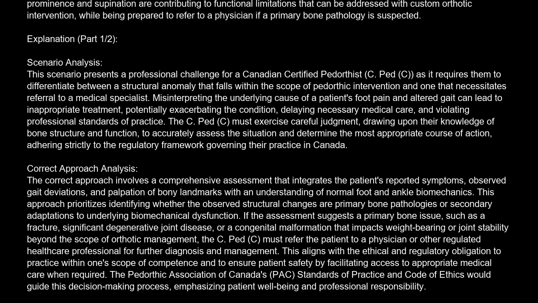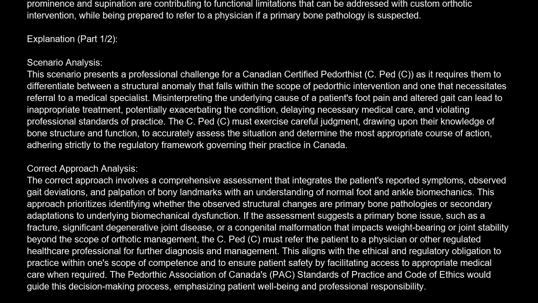Correct approach analysis. The correct approach involves a comprehensive assessment that integrates the patient's reported symptoms, observed gait deviations, and palpation of bony landmarks with an understanding of normal foot and ankle biomechanics. This approach prioritizes identifying whether the observed structural changes are primary bone pathologies or secondary adaptations to underlying biomechanical dysfunction.